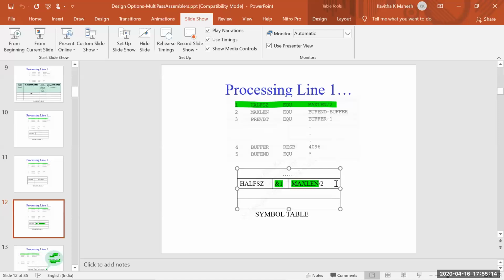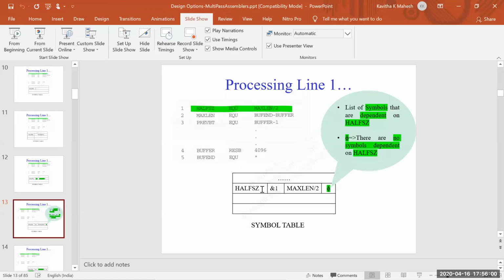Next, we also have to keep one more piece of information for the entry half set, which indicates how many symbols are dependent on half set. Do we have any symbols that are dependent on half set? As of now, since we are done only with the processing of the first statement, half set EQ maxlen, we don't find any symbol that is dependent on half set. Dependent on half set in the sense that you need a symbol whose operand field has the symbol offset. We don't have any such instructions. So the list associated with the entry offset has to be indicated with a null list, an empty list.